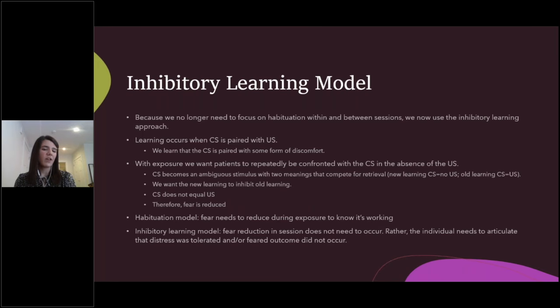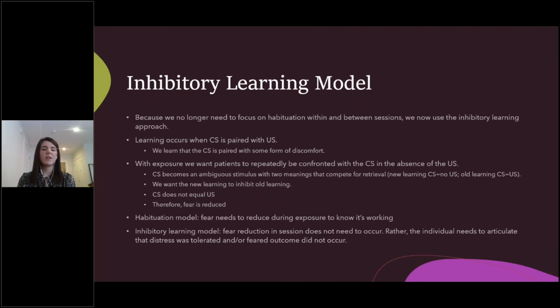So in the habituation model, again, we want the fear to reduce during the exposure to know that it's working, because habituation is that key ingredient. And in the inhibitory learning model, we actually don't really care if fear reduction occurs in session, and it doesn't need to occur to signify that learning is occurring. Instead, we want our patients to articulate that the stress was tolerated and/or the feared outcome did not occur. And on the off chance that the feared outcome does occur, that the patient can tolerate the distress associated with that.